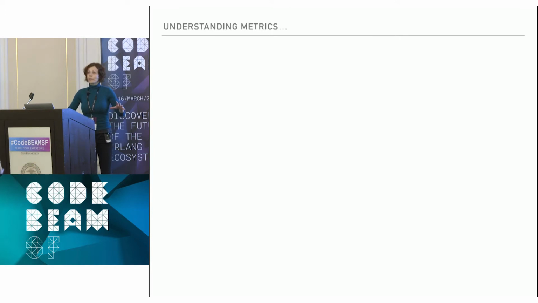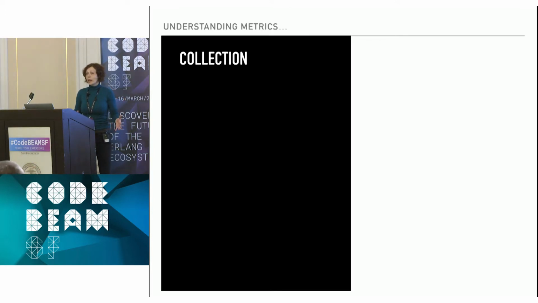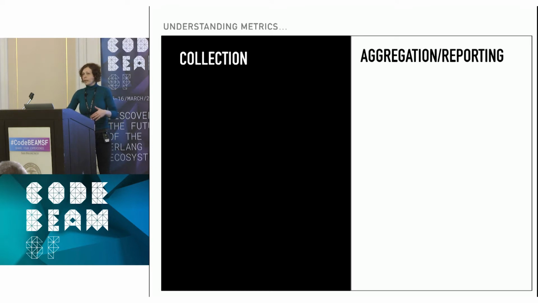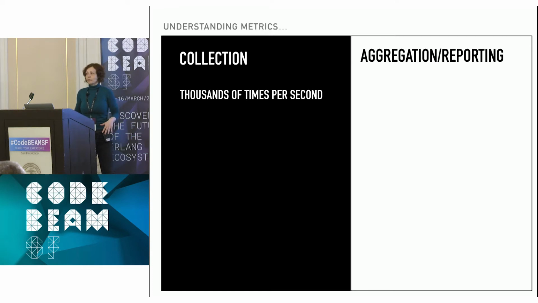There are 2 sides to metrics. There is collection, and that's a tough problem, and then there is aggregation and reporting. Collection has to be very performant. Updating your counters might be happening thousands of times per second. We created tens of thousands of processes accepting requests, and those processes will be reporting numerous metrics, maybe 10 different types of metrics. So that's a hard problem here.